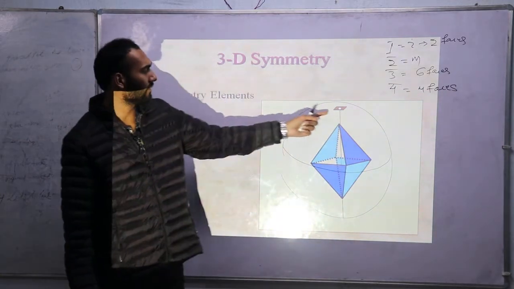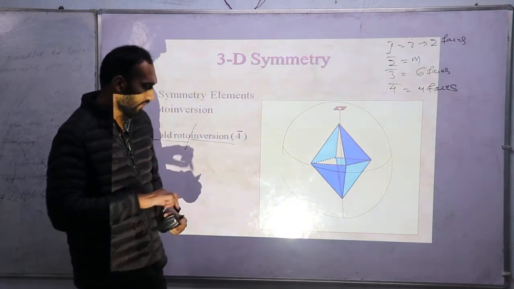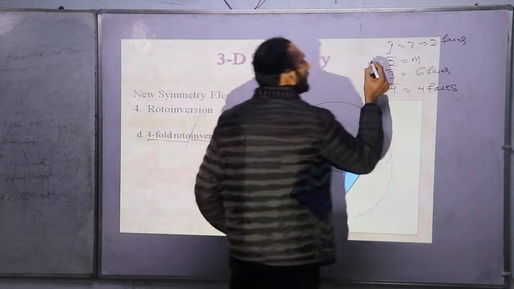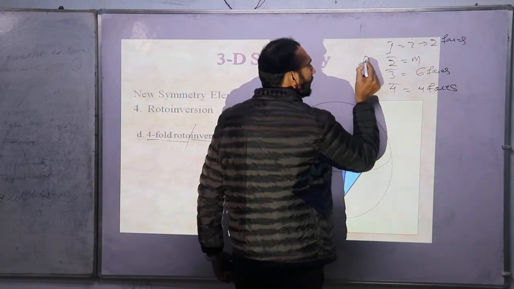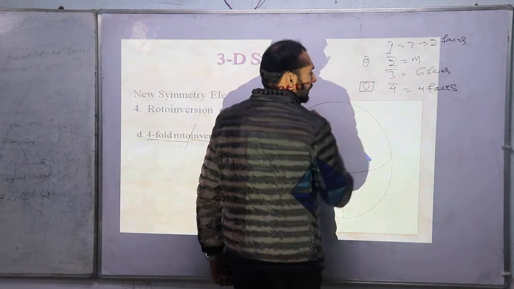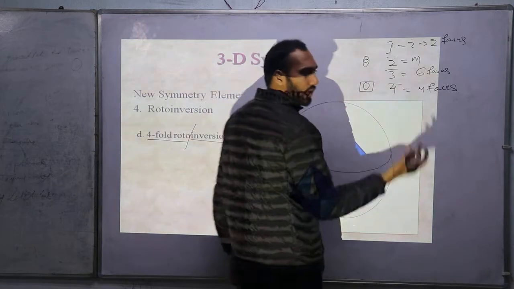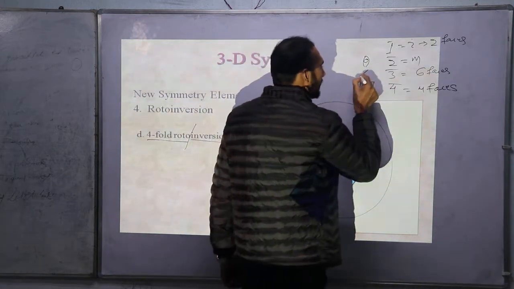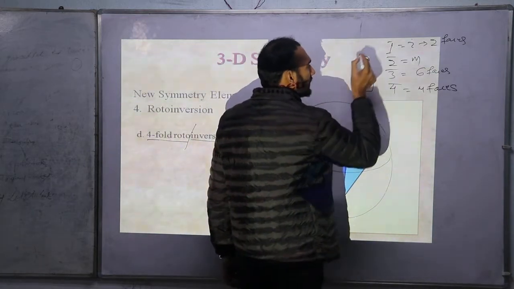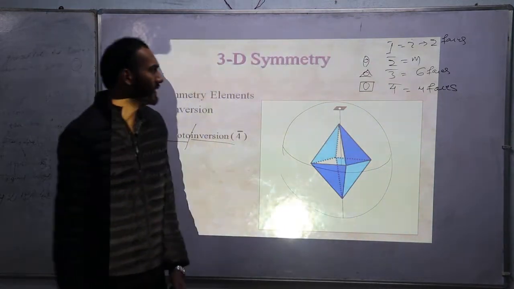Due to this we are giving this roto-inversion symbol. In case of 2 bar we are using this symbol, in case of 4 bar you are using this symbol, right? That means in roto-inversion we are using this symbol. In 3 bar also we will use this symbol. In 1 bar, that is i, it does not have any symbol.